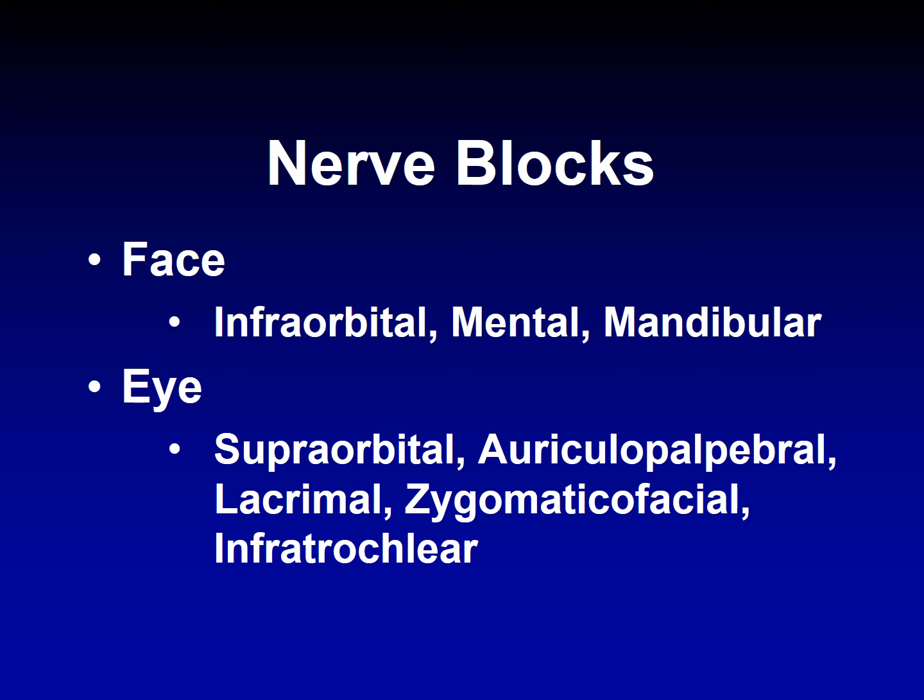One blocks the areas of the face, and these are three nerve blocks: infraorbital, mental, and mandibular. On the other hand, you have five nerve blocks around the eye to remove lesions, to suture lacerations, to examine the eye. These are the nerve blocks: supraorbital, auriculopalpebral, lacrimal, zygomaticofacial, and infratrochlear.